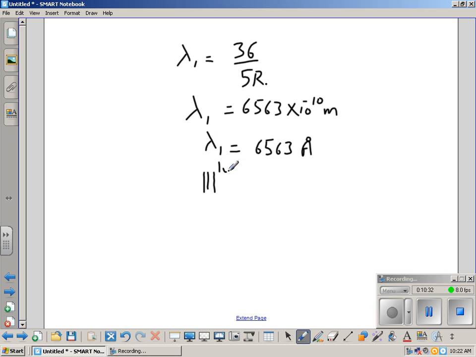Similarly, lambda 2 can be calculated for n2 equal to 4, with n1 equal to 2 always. When the electron jumps from higher orbits to the second orbit, it gives us the spectral lines of the Balmer series. So lambda 2 can be obtained as 4861 angstrom units. The remaining can be obtained in the same way, by taking n2 equal to 5, 6, 7, and so on, but n1 will be the same, 2.